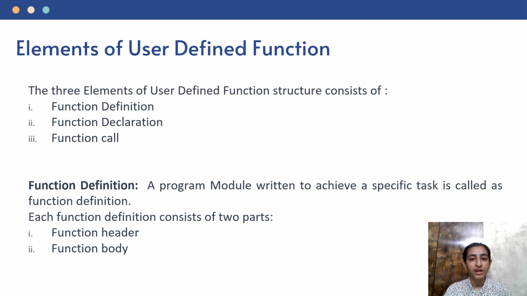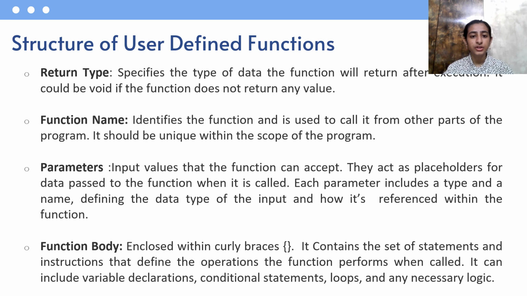So let us know what is function definition. A program module written to achieve a specific task is called a function definition. Each function definition consists of two parts, function header and function body. Let us understand the structure of user-defined functions. Return type. Return type specifies the type of data the function will return after execution. It could be void if the function does not return any value. Function name identifies the function and it is used to call it from other parts of the program. It should be unique within the scope of the program.